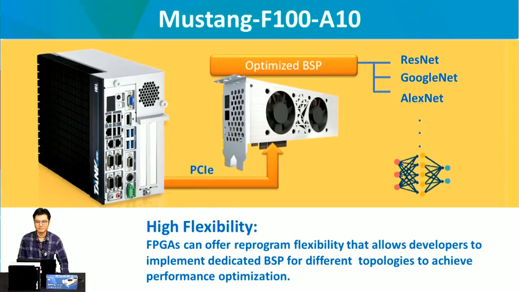Another feature is high flexibility. One advantage of FPGA is high flexibility. In this case, for the Mustang F100-A10, you can upload the optimized bit stream from the PCIe interface. Let's say you want to use the topology of ResNet or GoogleNet or AlexNet. It includes a different optimized bit stream for each different topology.